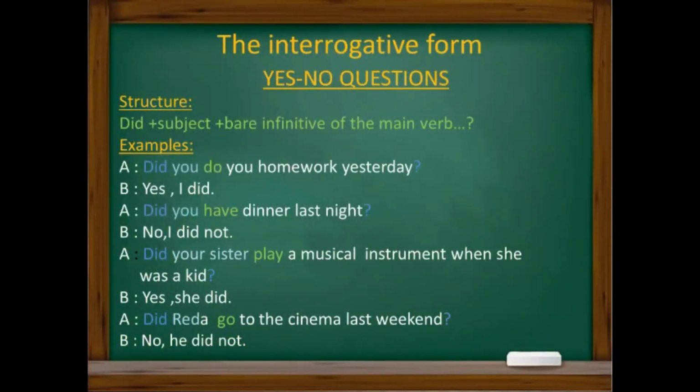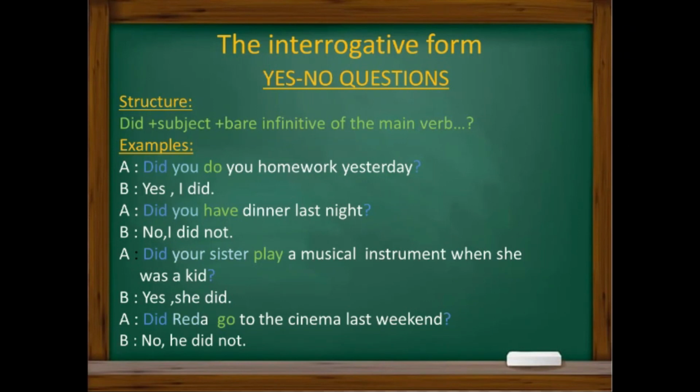The interrogative form. In the interrogative form, there are two types of questions: yes-no questions and WH questions. Let's start with yes-no questions. Here is the structure. Did plus subject plus bare infinitive of the main verb. Here are some examples of yes-no questions with their short answers. Did you do your homework yesterday? Yes, I did. Did you have dinner last night? No, I didn't. Or did not.